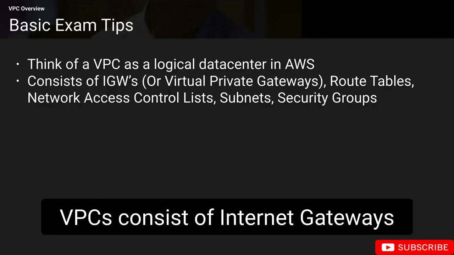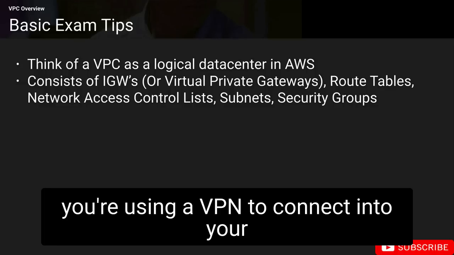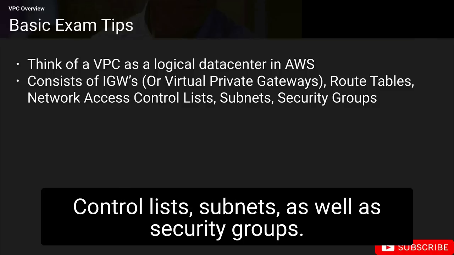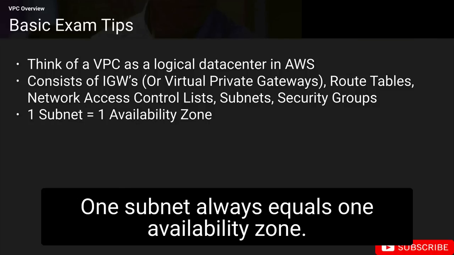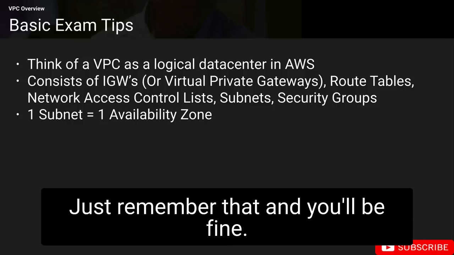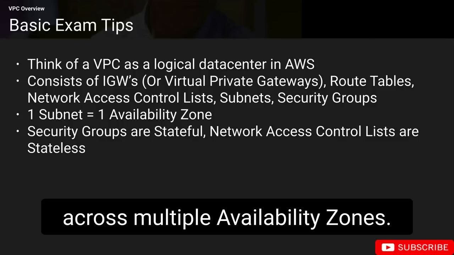VPCs consist of internet gateways or virtual private gateways, if you're doing like a hybrid cloud and you're using a VPN to connect into your VPC. They consist of route tables, network access control lists, subnets, as well as security groups. One subnet always equals one availability zone. I cannot stress this enough. It comes up all the time. Just remember that and you'll be fine. You cannot span a subnet across multiple availability zones.